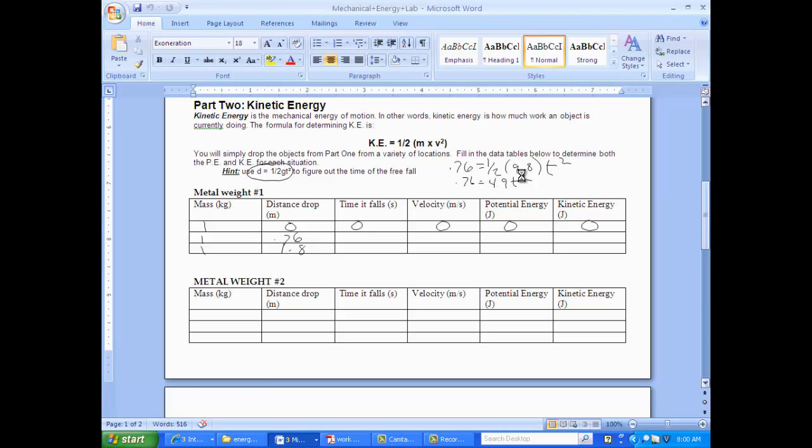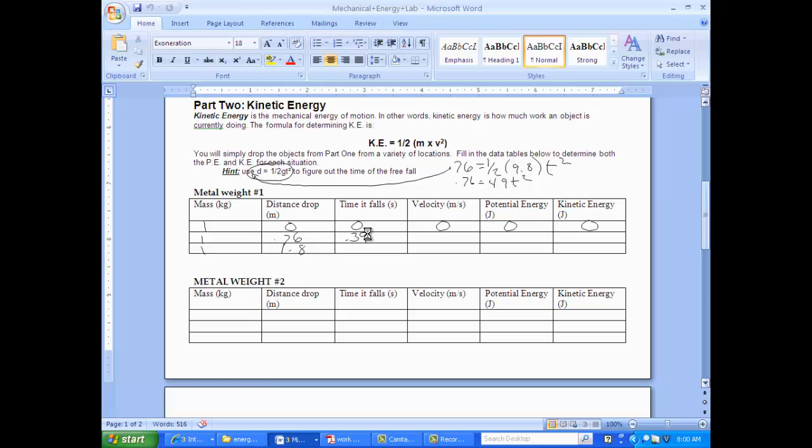Take the square root of 0.31. It's 0.76 because of the height, the distance dropped. So the d is 0.76. I'm figuring out the time it takes to fall. So when you do that, it comes out to be about 0.39. All right, and then as far as the 1.8, how long does it take to fall?